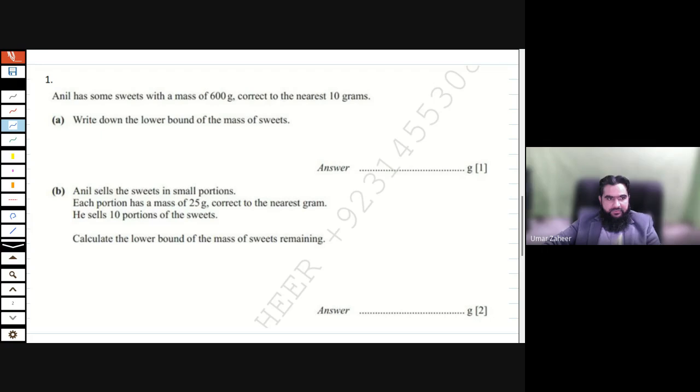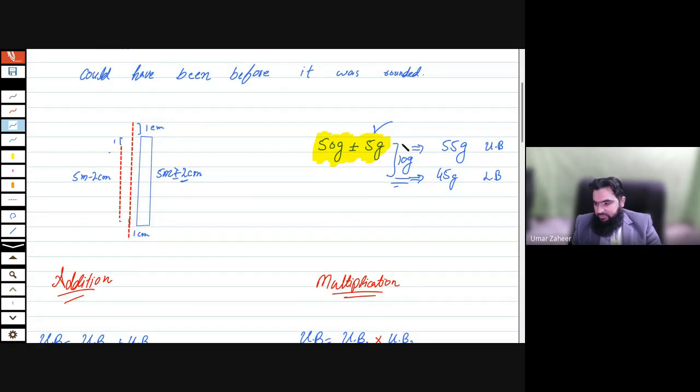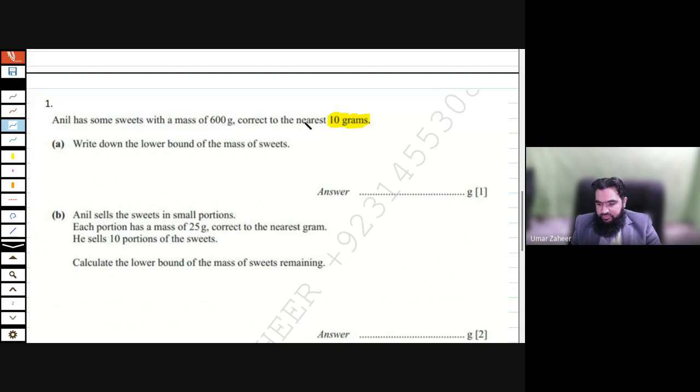Okay, now we have the first question. He says that Anil has some sweets with a mass of 600 grams, correct to the nearest 10 grams. Nearest 10 grams, what you have to do, look here, when we have done here plus minus 5 grams. So look here, the whole error is going to be 10 grams. So the same thing is given here. He says that it is correct to the nearest 10 grams, meaning the 5 grams can be more or 5 grams can be less.